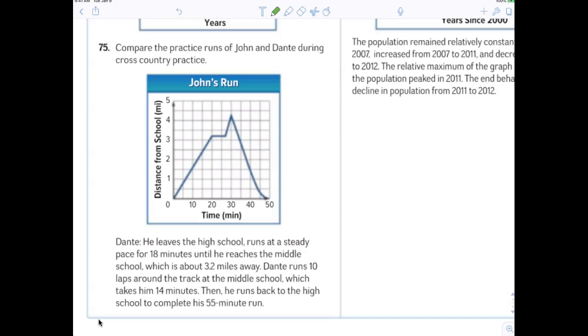I didn't see the graph. I didn't see it said John's one. I thought it only chose Dante's. All right, so here we go.